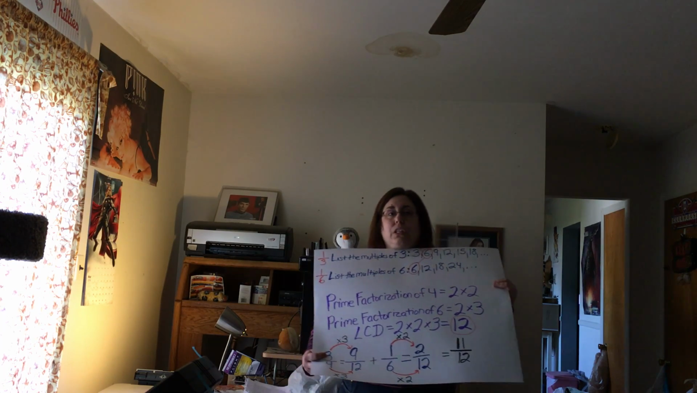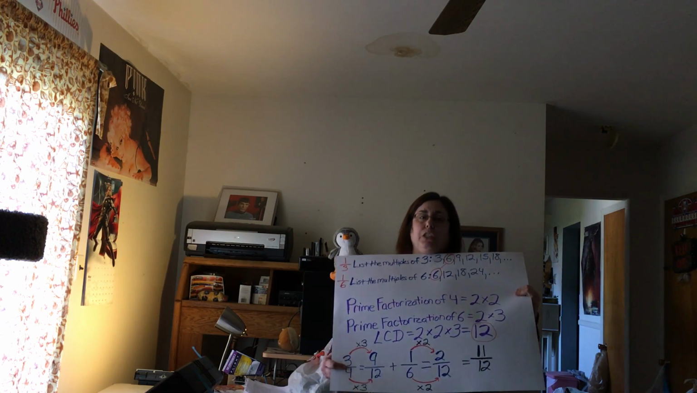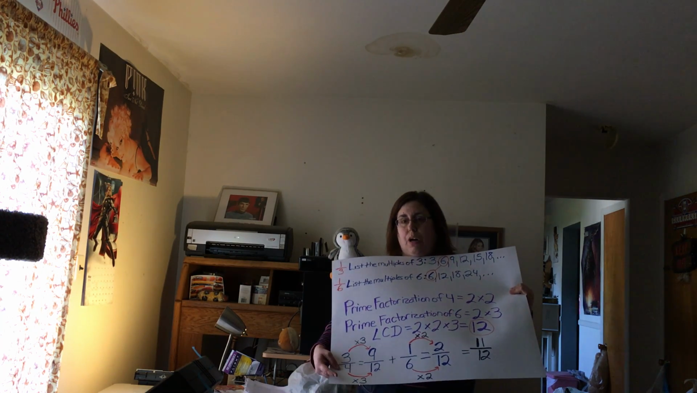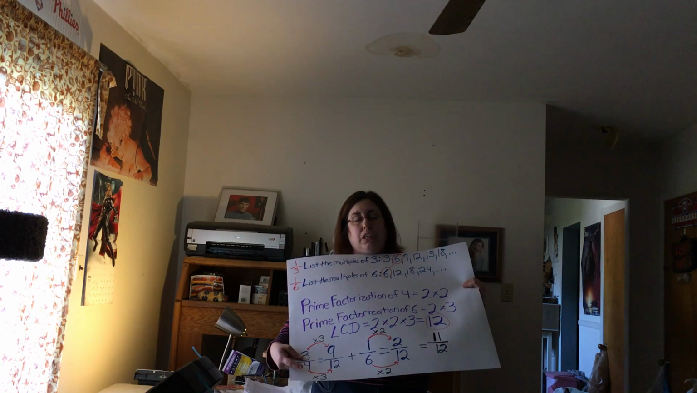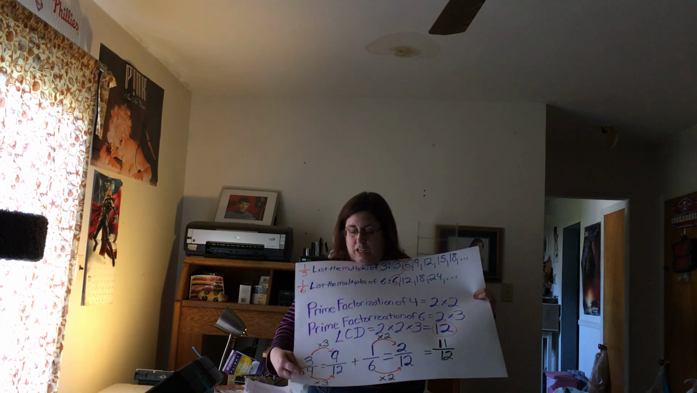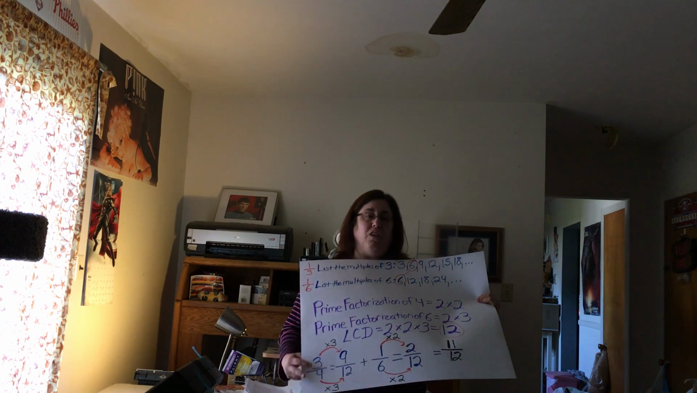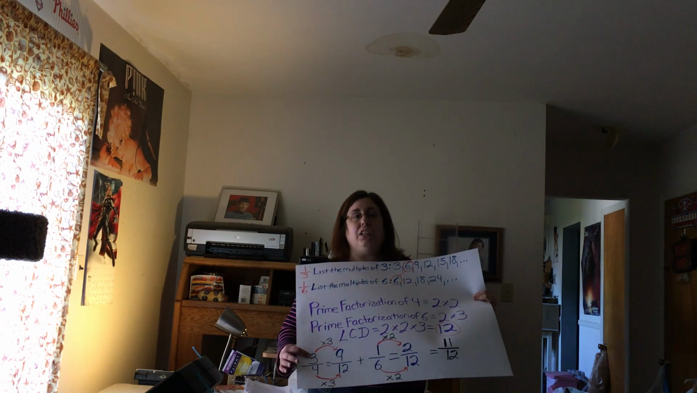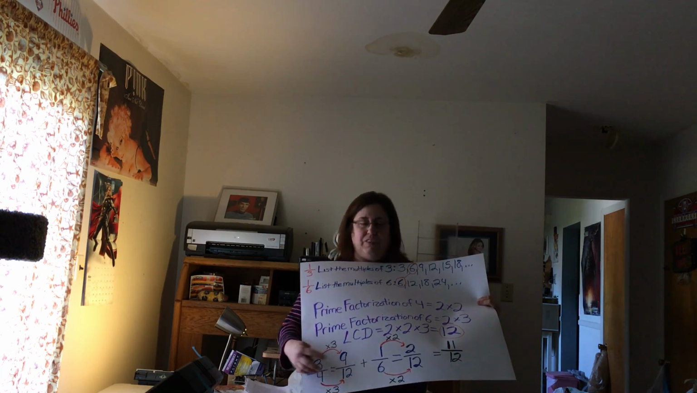Well, what we do to the bottom in fractions, we always have to do to the top as well. Remember that. If you do it to the bottom, to the denominator, you have to do it to the top, the numerator. So to make 4 into 12, we multiply by 3. So we also have to multiply the 3 on the top of the 3/4 by 3, and that'll give us 9/12.